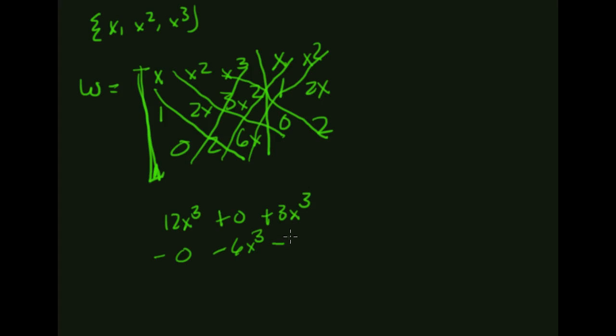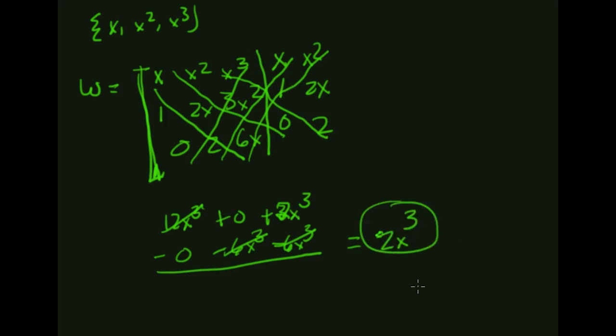So minus 6x cubed. All right, so this cancels with that, and that leaves me with my Wronskian. This is 2. x cubed times 1 times 2 should be 2x cubed. There we go. So the Wronskian is 2x cubed.